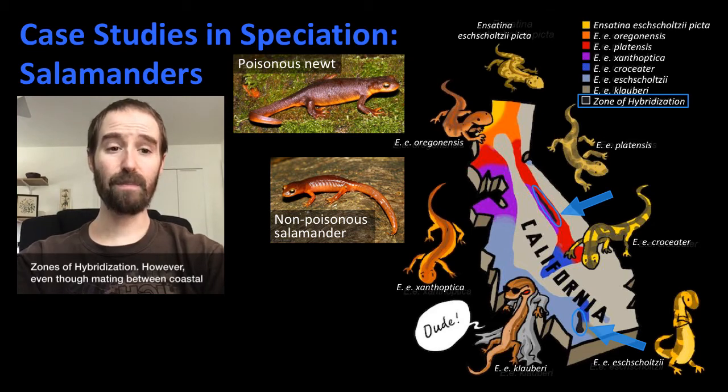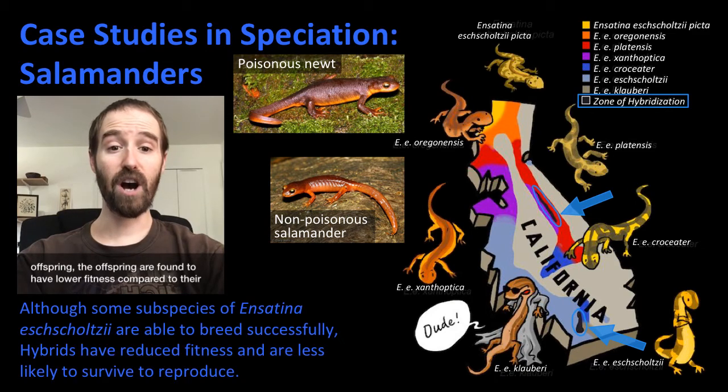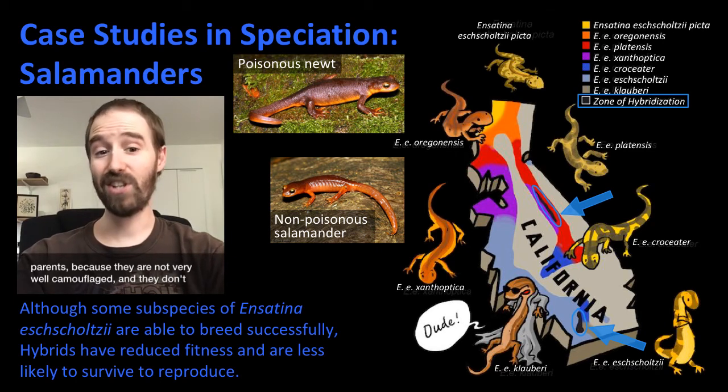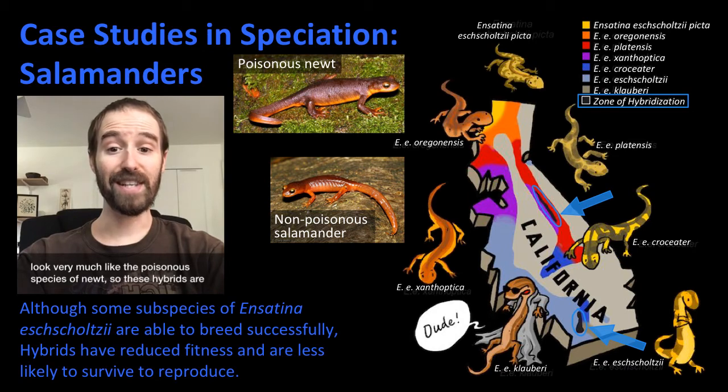However, even though mating between coastal salamanders and those living in the Sierra Nevadas is possible in a few places, and even though these two groups are able to produce viable offspring, the offspring are found to have lower fitness compared to their parents because they are not very well camouflaged and they don't look very much like the poisonous species of newt. So, these hybrids are far less likely to survive and produce offspring of their own.